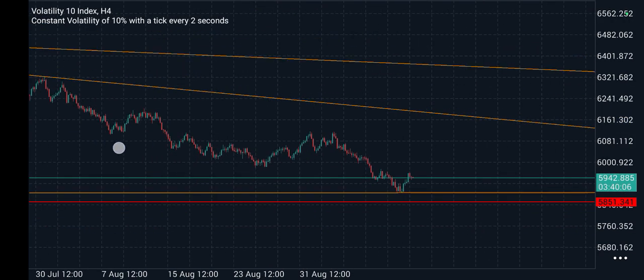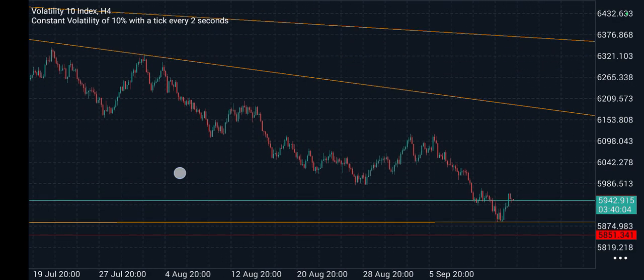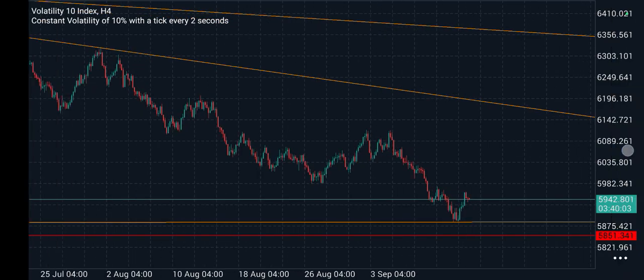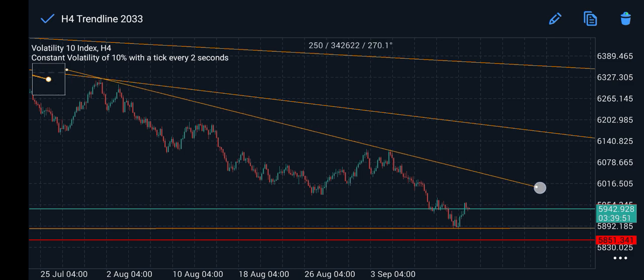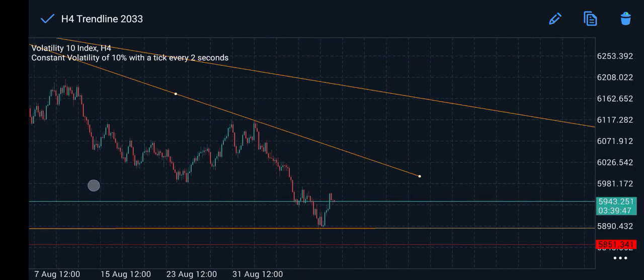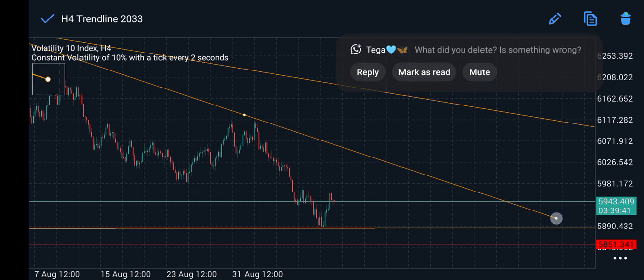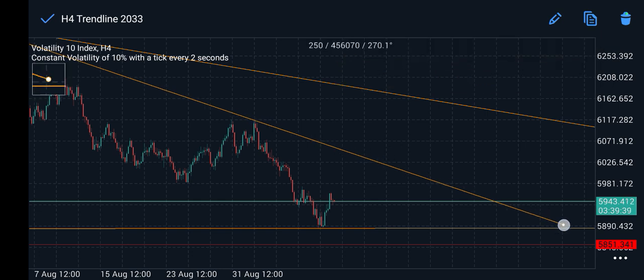So what happens is I'm on the H4 now. I can still find a line to draw. Remember, you must keep connecting. Keep on connecting till you are able to spot that thing you need. So now this here.